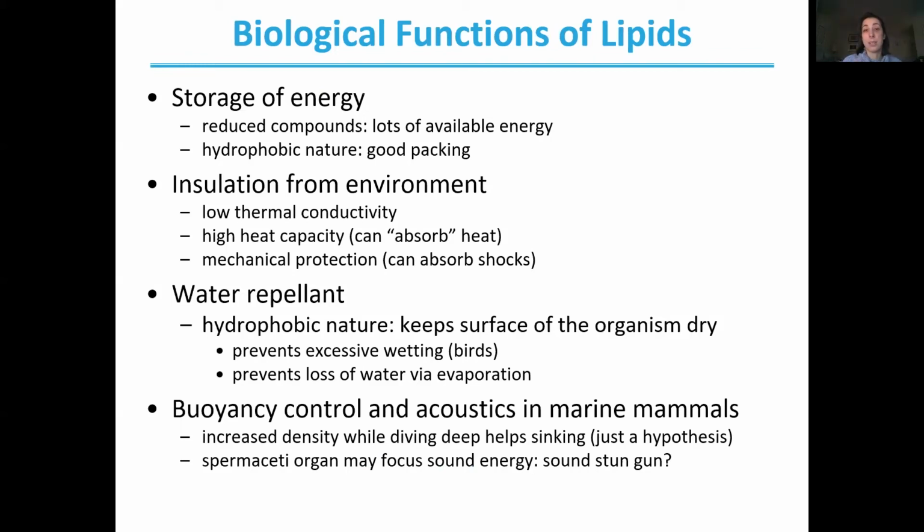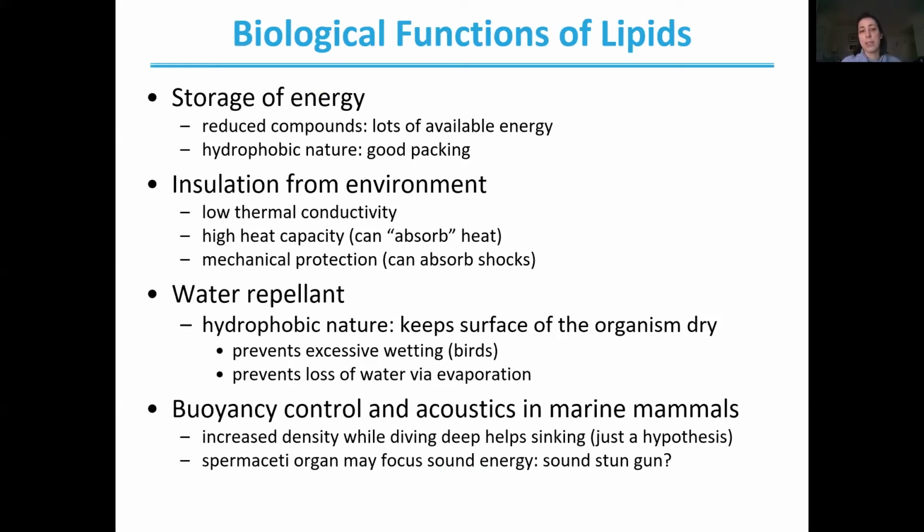Many organisms, again, especially mammals, utilize lipids as a form of insulation. This is because they do not conduct heat very well. They have low thermal conductivity. They absorb a lot of heat, but do not conduct it through, so high heat capacity. They also absorb shock. So if you get hit by something, they can kind of act as a barrier to absorb that hit.